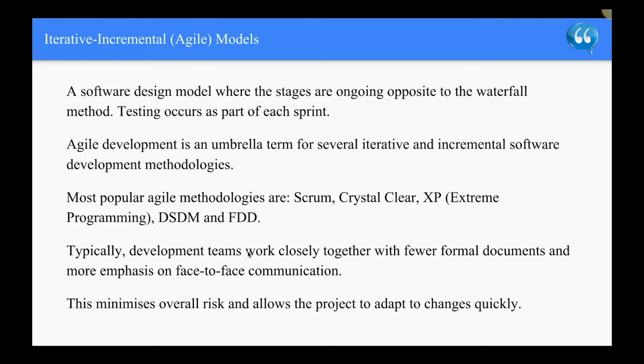Agile development is an umbrella term for several iterative and incremental software development methodologies. The most popular Agile methodologies are Scrum, Crystal Clear, XP, which is Extreme Programming, DSDM, and FDD. Typically, development teams work closely together with fewer formal documents and more emphasis on face-to-face communication.